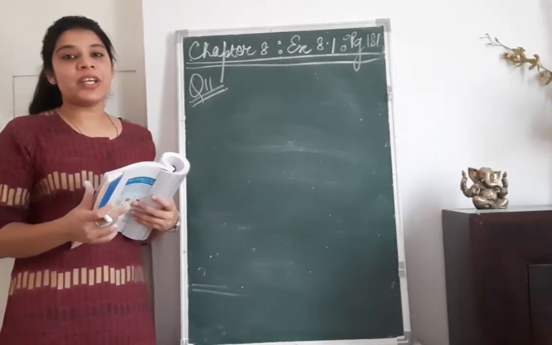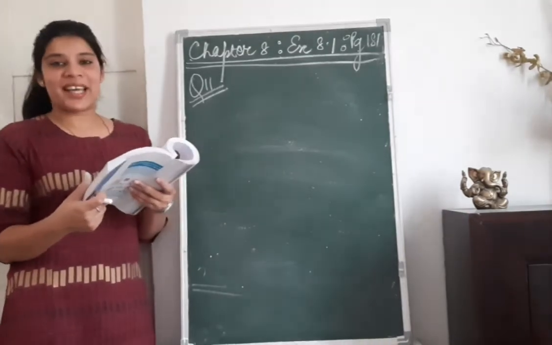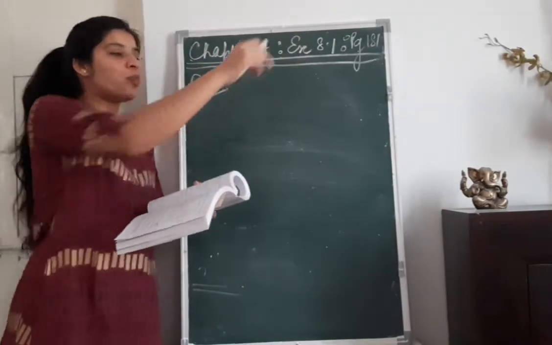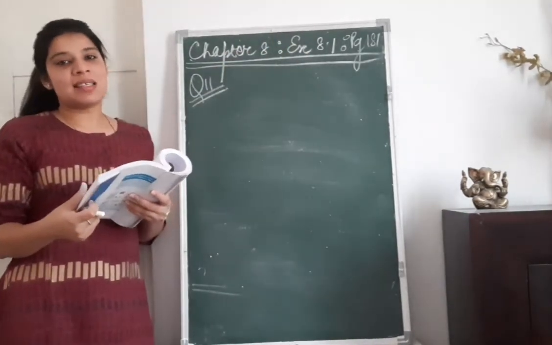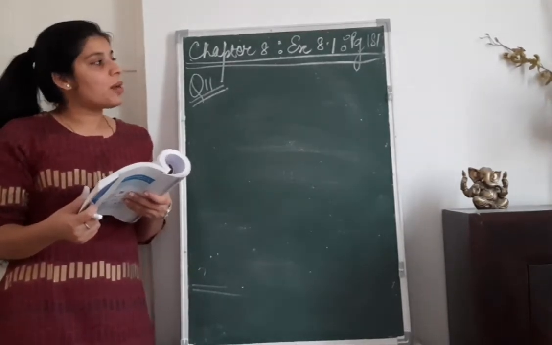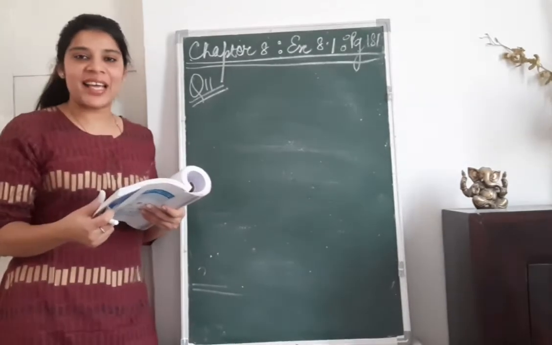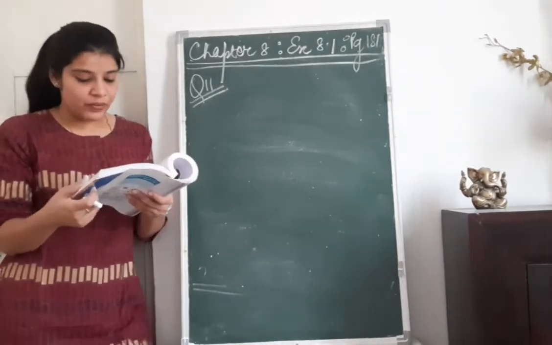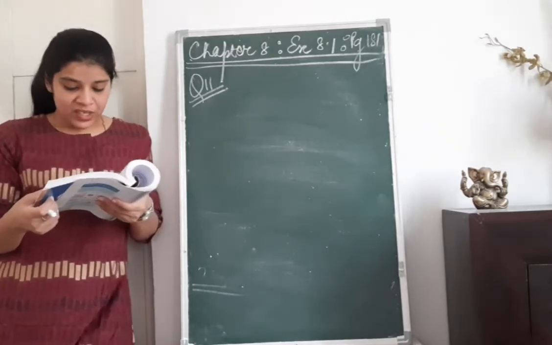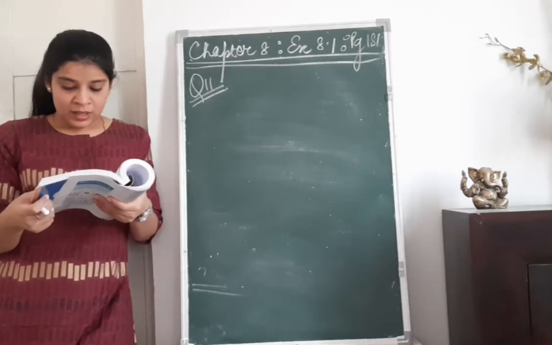So in my last video of trigonometry, we discussed till question number 10 of exercise 8.1, chapter 8, class 10, NCERT CBSE textbook. Today I am going to start with question number 11 of exercise 8.1 at page 181. So let's start with question 11. Question 11 has 5 parts in it. So let's start with the first part.